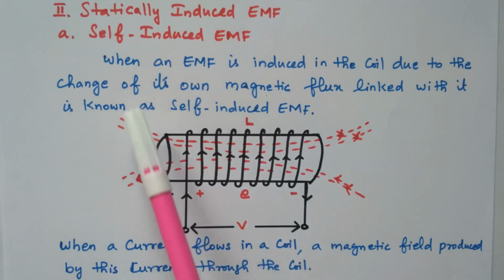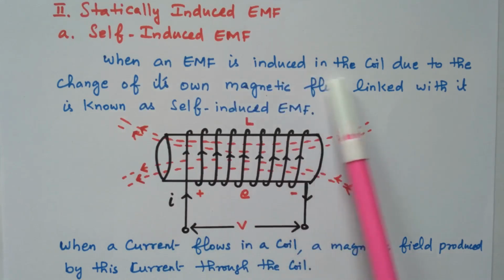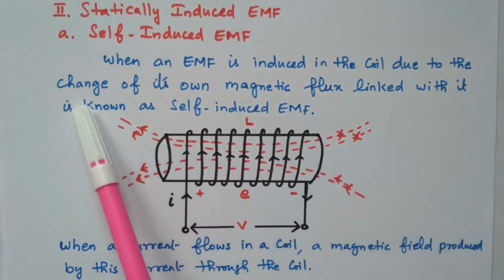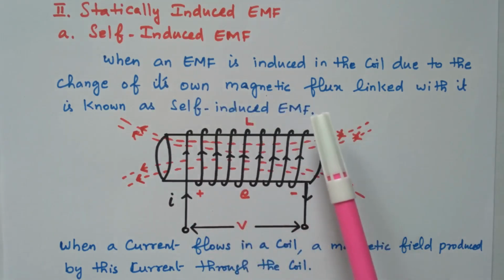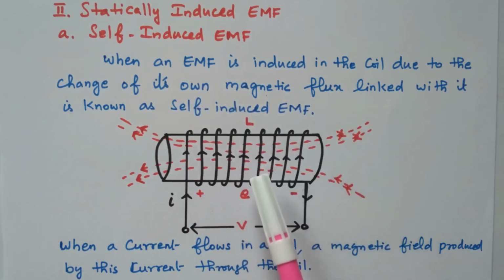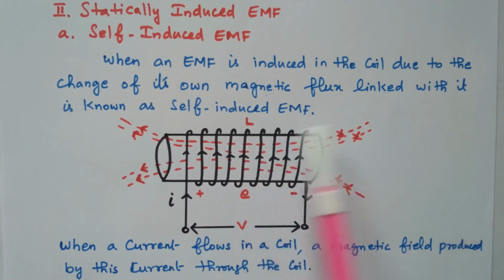Now we will see the description. When an EMF is induced in a coil due to the change of its own flux, only one coil, the rate of change of flux due to its own magnetic flux, then it is known as a self-induced EMF.